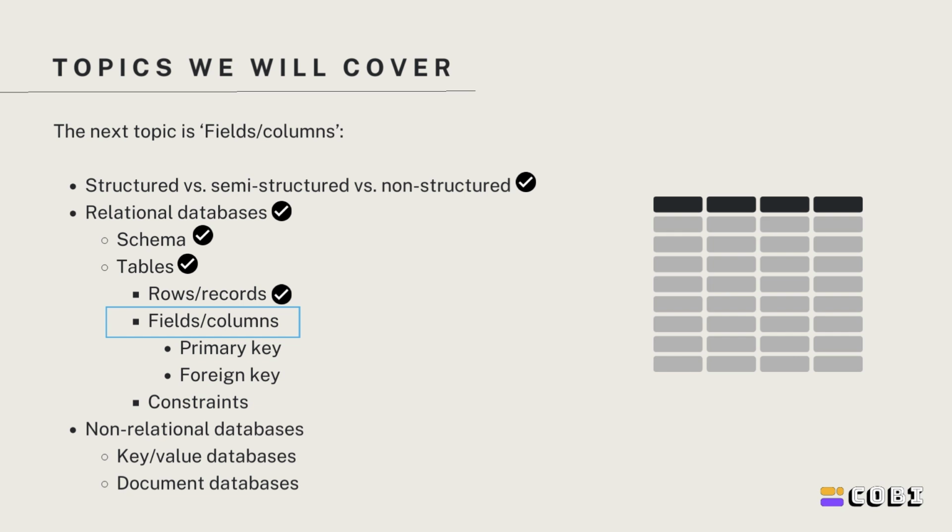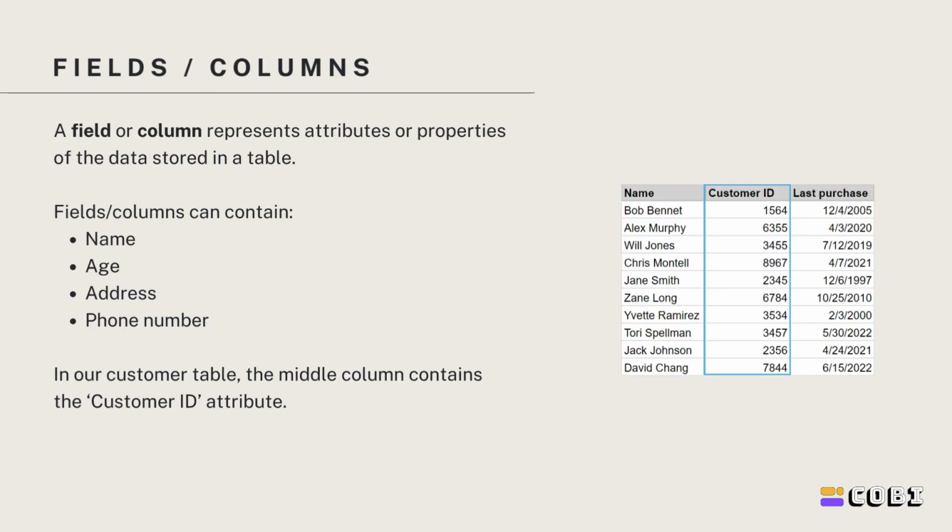Fields and columns. A field or column represents attributes or properties of the data stored in a table. Fields and columns can contain name, age, address, phone number. In our customer table, the middle column contains the customer ID attribute.